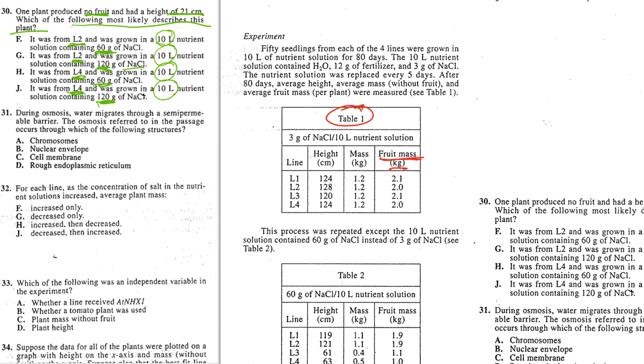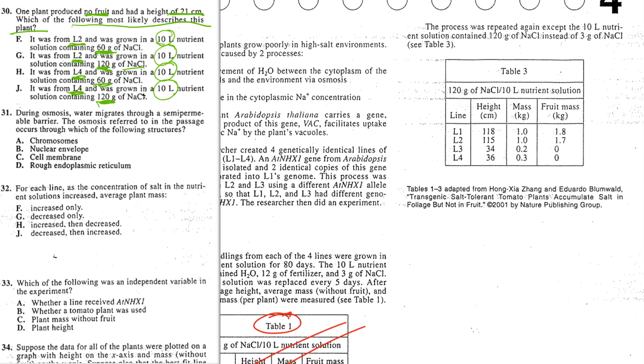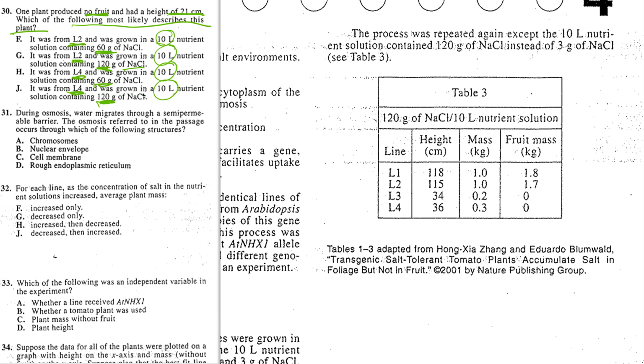And then it says mass, and then it says kilograms. So these ones here produced between 2 and 2.1 kilograms of fruit. This table is out because we need a plant that produced no fruit. All of their plants produce fruit. So we can look at table 2. We've found fruit. This is how much in kilograms it produced. These all produced between 1 and 1.9. This table is out. So just from that, just finding the word fruit, we can get rid of that whole table. So we know that we're dealing with table 3.